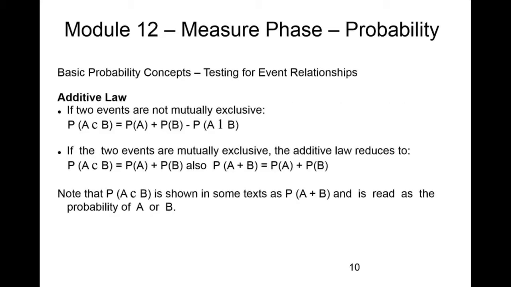You have the additive law. If two events are not mutually exclusive, that's the formula for that. If two events are mutually exclusive, the additive law reduces to this. Note that the designation P(A∪B) is also shown as A plus B in some texts, and is read as the probability of A or B.